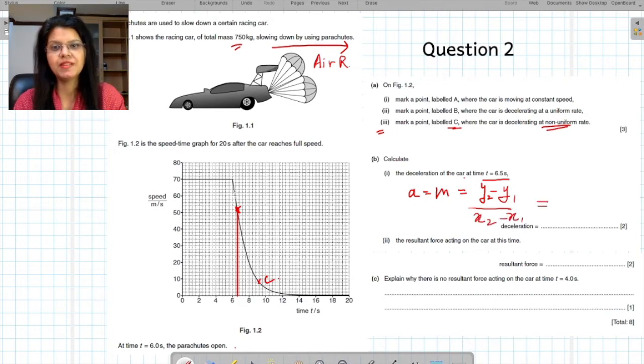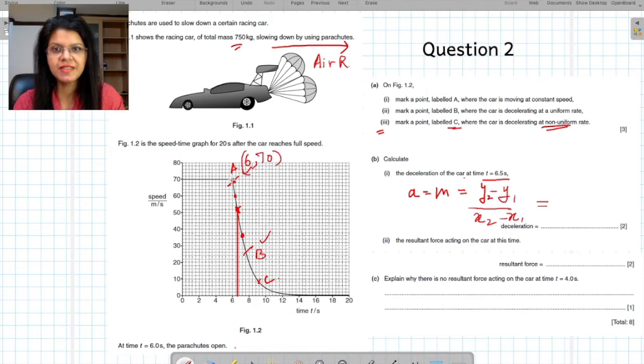Take any 2 points on this line. You have a straight line between these 2 points, right? You can take the coordinates of any 2 points, A, B, whichever 2 points you find convenient. You can take B here, A here. Any two convenient points, write down its coordinates, right? Coordinate of A is easy to write. It is 6 and 70.